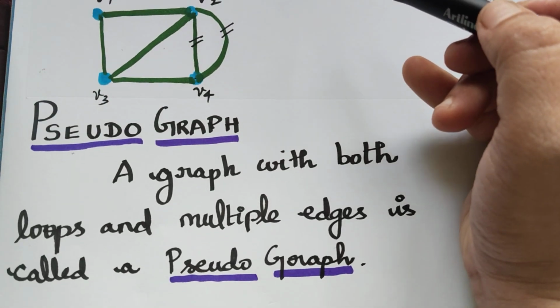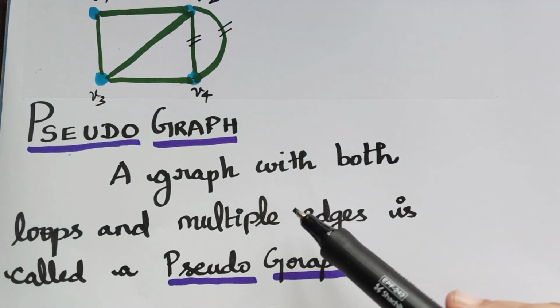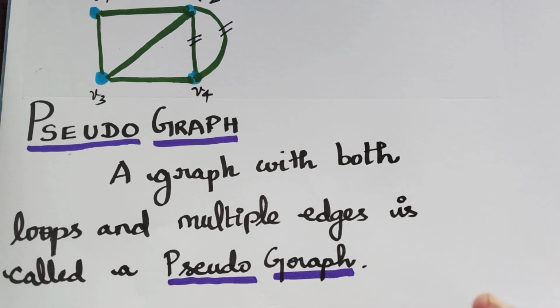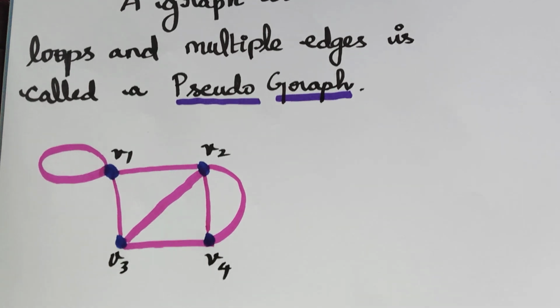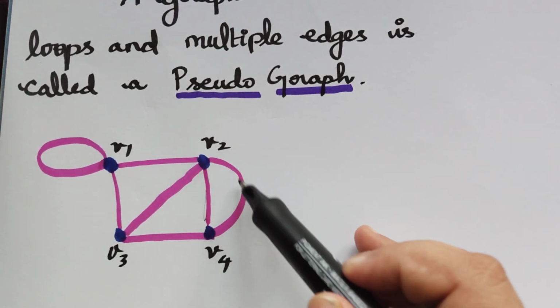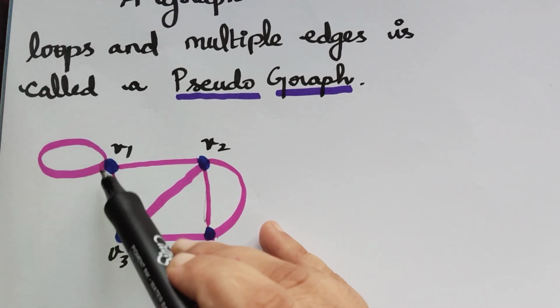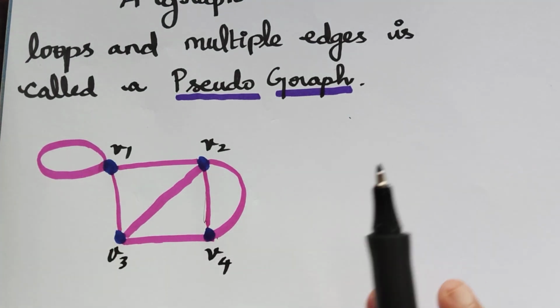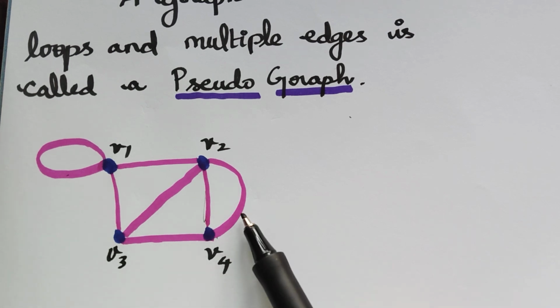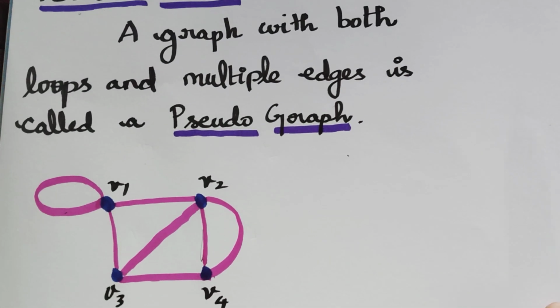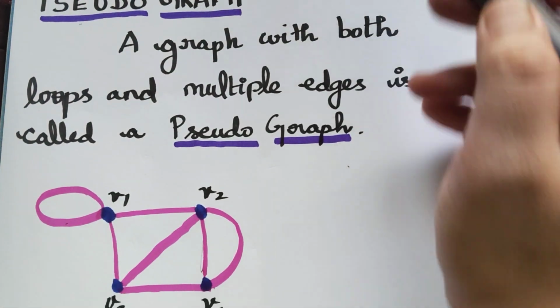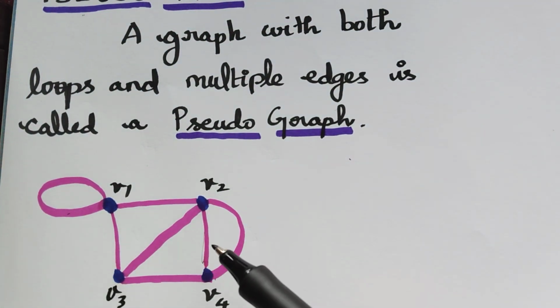Next we have pseudo graph. So what is a pseudo graph? A graph with both loops and multiple edges is called a pseudo graph. So now suppose in a graph there are multiple edges as we have seen here, as well as loops along with it, then such a graph is said to be pseudo graph. So a graph without loops and multiple edges is said to be simple graph. A graph with only multiple edges is said to be multi-graph, and a graph with both loops and multiple edges is said to be a pseudo graph.